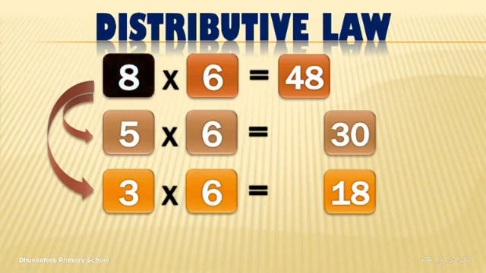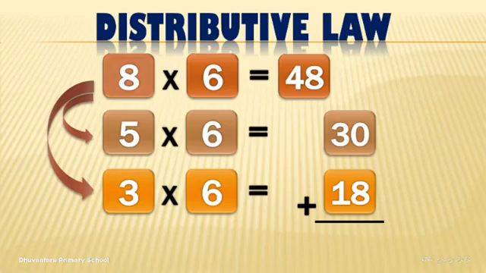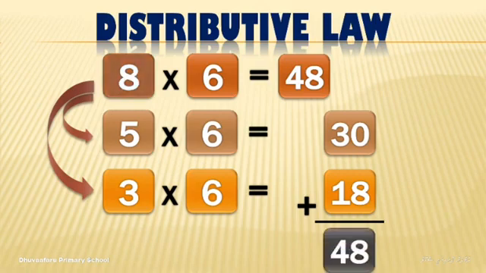Yes, good job. And we now need to add 30 plus 18. 0 plus 8 is 8. 3 plus 1 is 4. The answer is 48. And 8 times 6 is equal to 48.